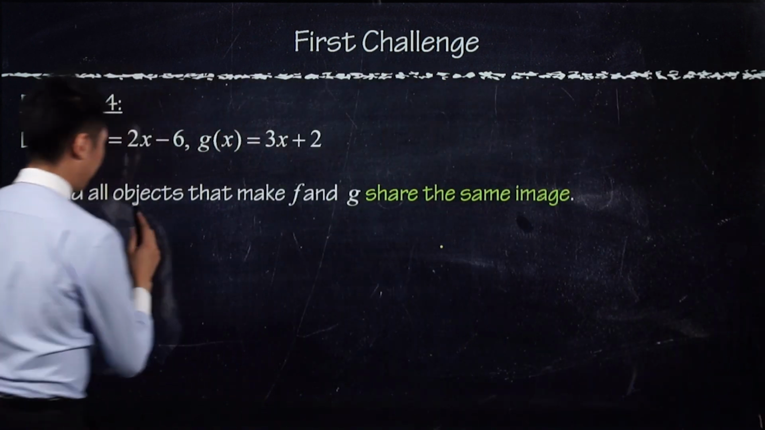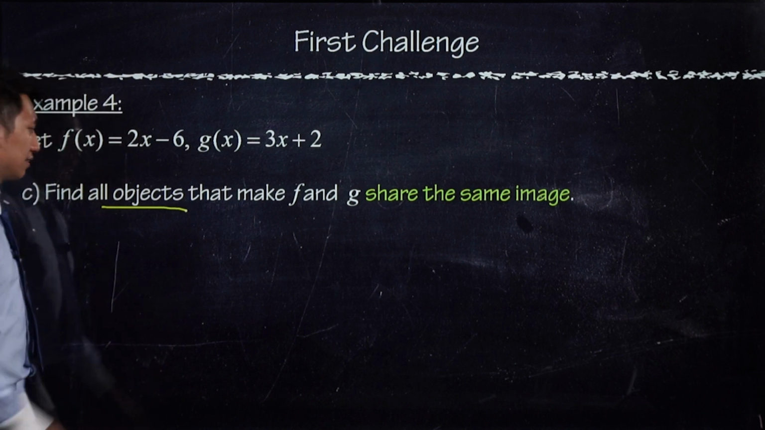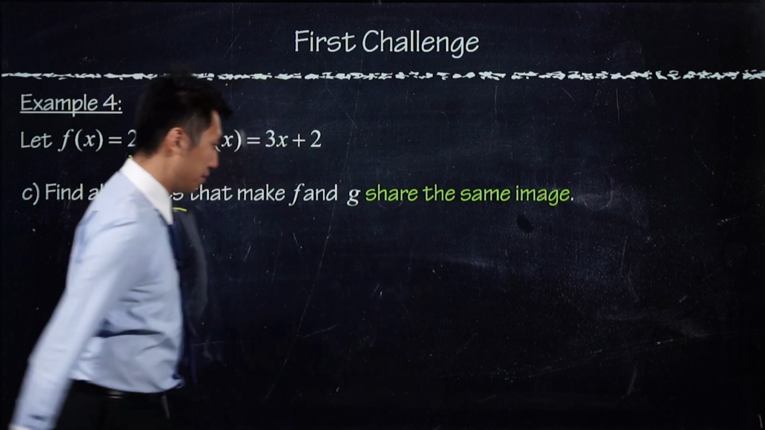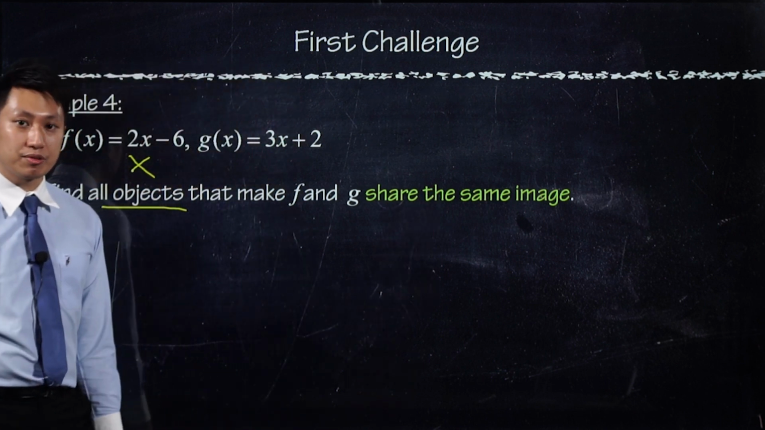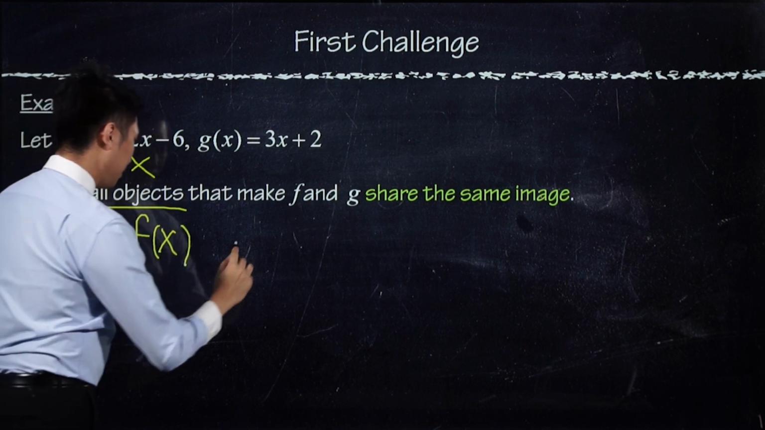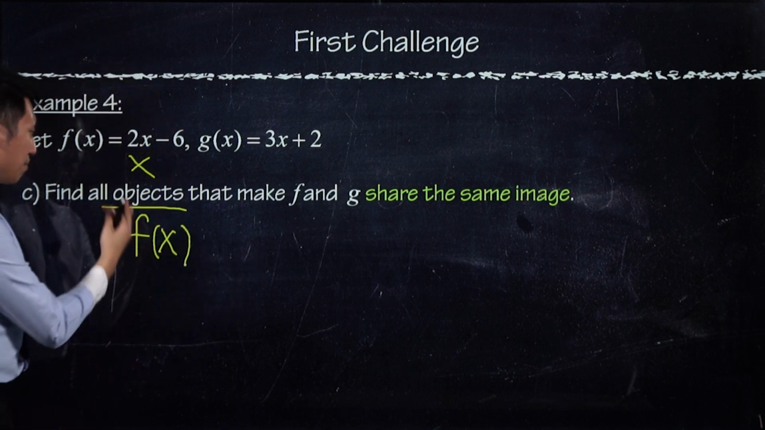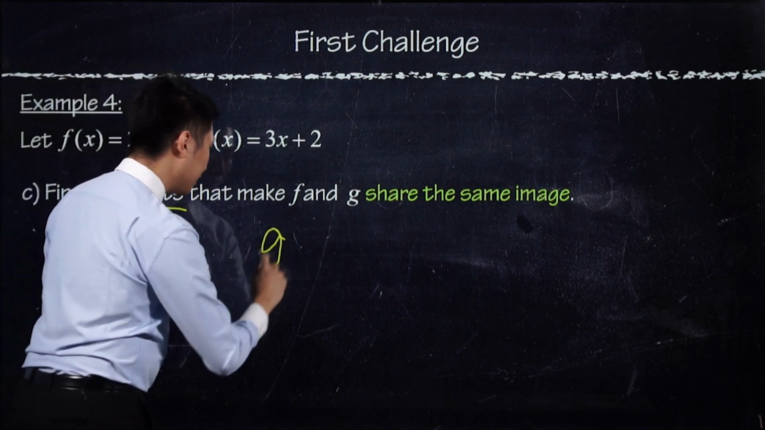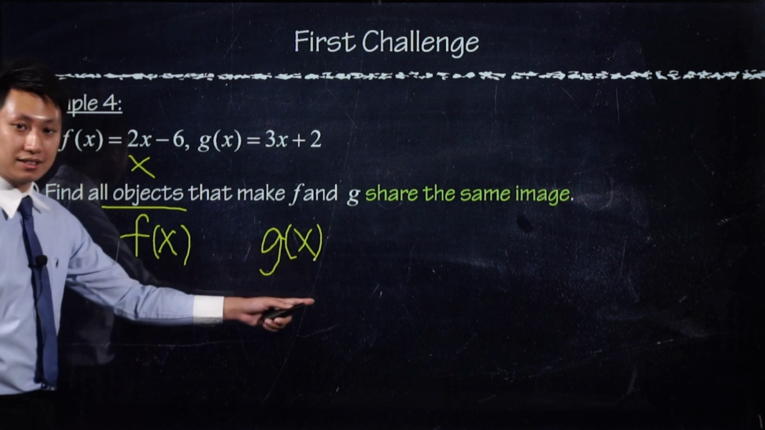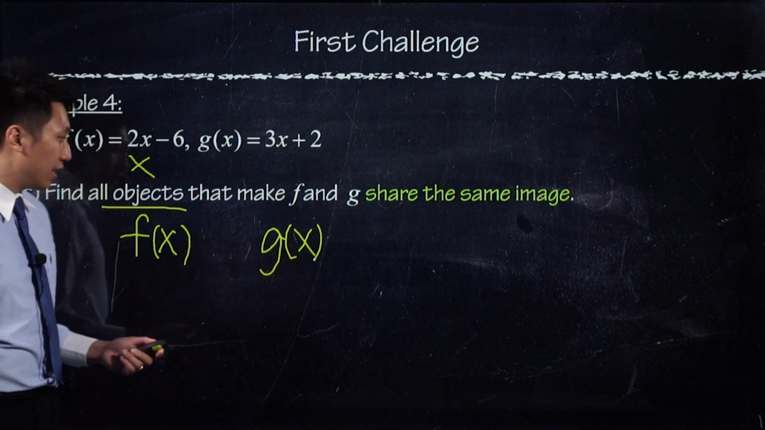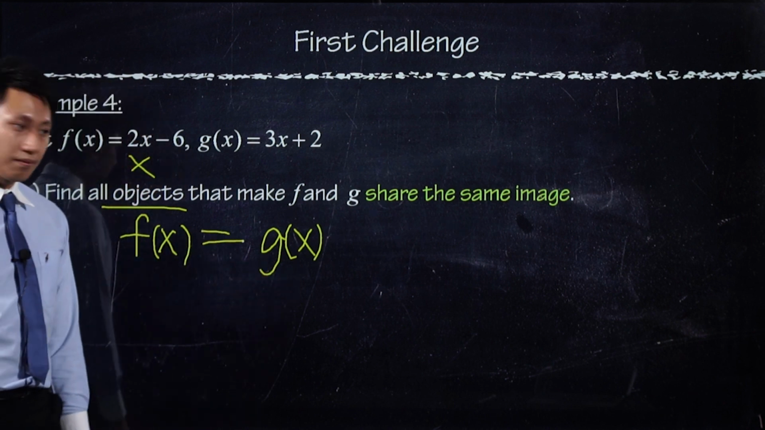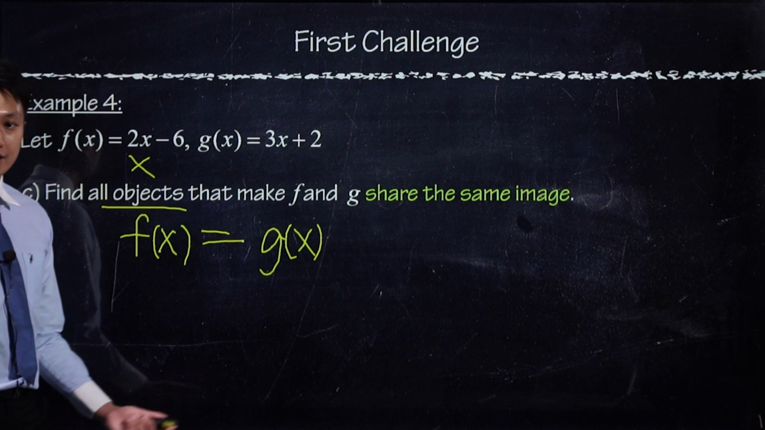Find all objects. Okay, again, x or y, x, that makes f and g share the same image. Same image means what? Find x such that f(x), the image of x, what is g(x), the image of x with respect to g. Sharing the same image means f(x) is equal to g(x). Find x that makes them share the same image, right?